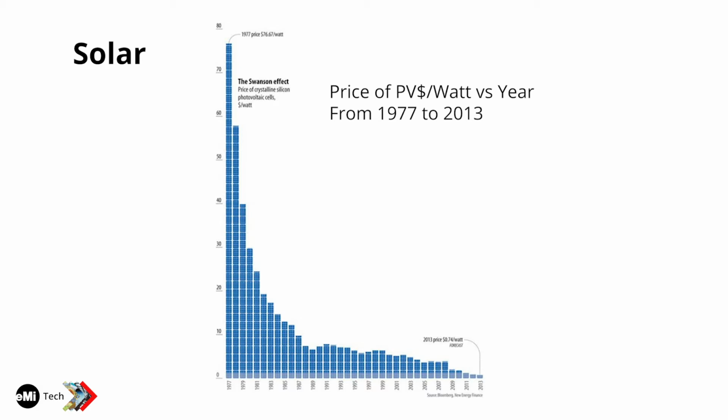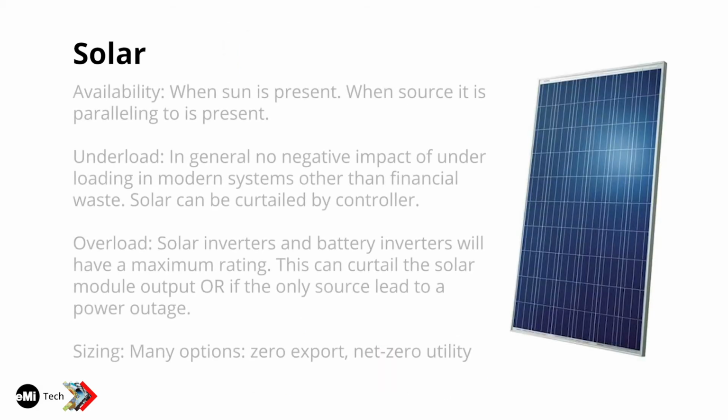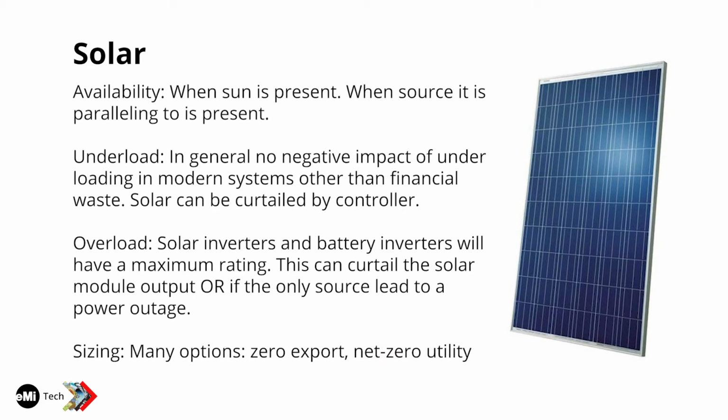Availability: when the sun is present, there's solar. When the sun is not present, there's not solar. Underload: in general, there's no negative impact of underloading in the modern systems. It is financially wasteful, but for the most part, you have a controller that will curtail the solar. So don't worry too much about putting in too many modules, like trying to get under the amount that needs to export. It'll just curtail them, it's fine.